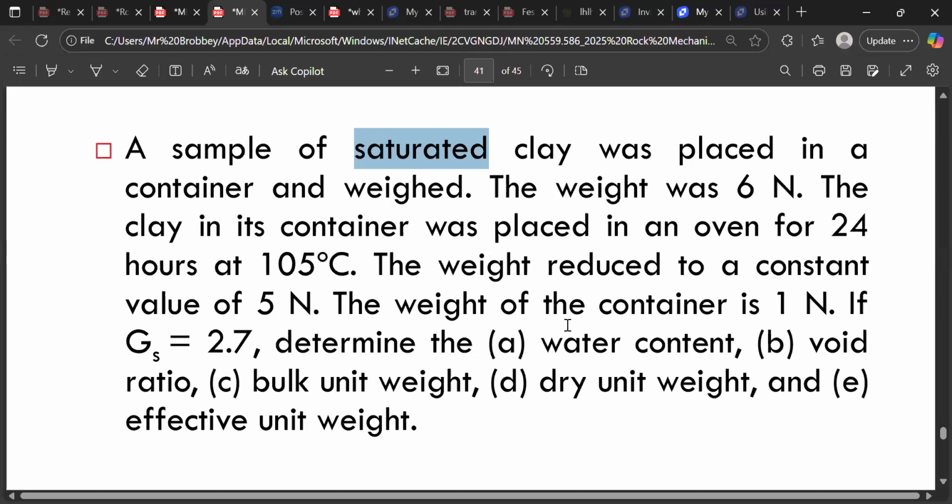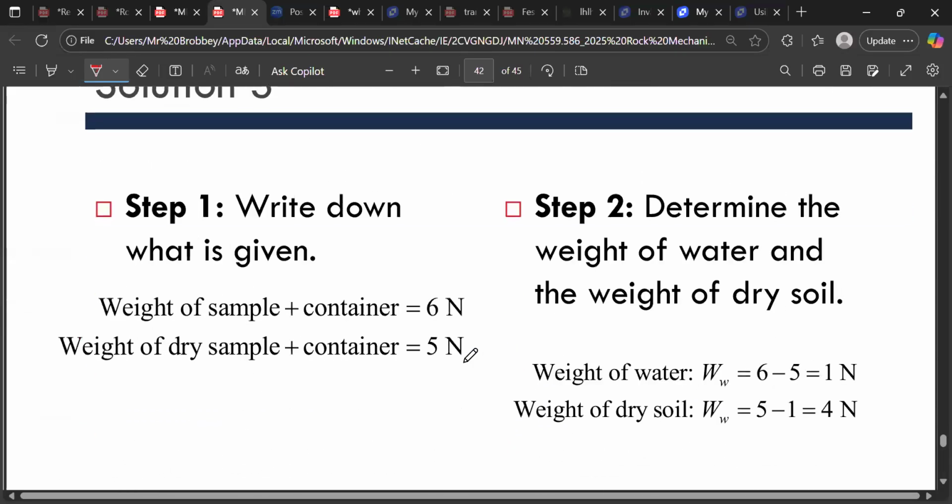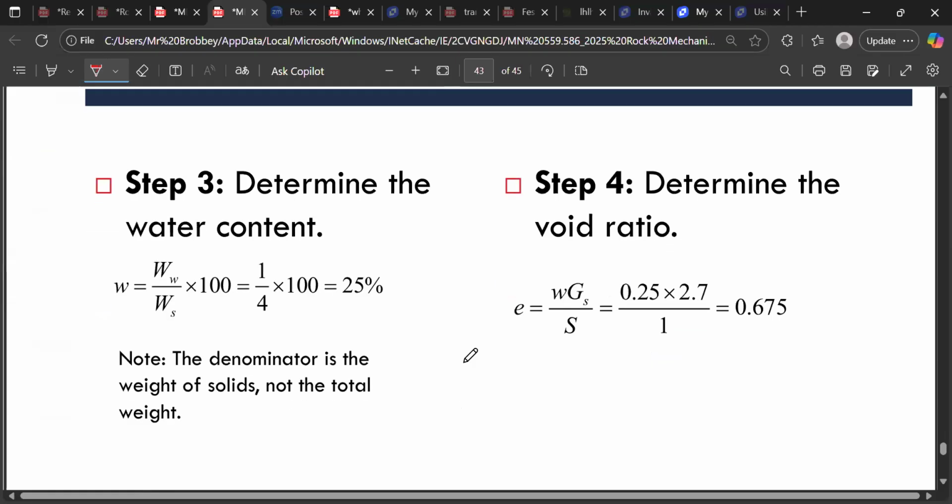So now with that being established that S is equal to 1, we can go to our almighty formula, which says that SE is equal to WGS, right? Now, I know my S being 1 because it is a saturated soil sample. So I can say E is equal to WGS. I know my W to be 0.25, and I know my GS to be 2.7, and I'm going to have 0.675 as my void ratio.